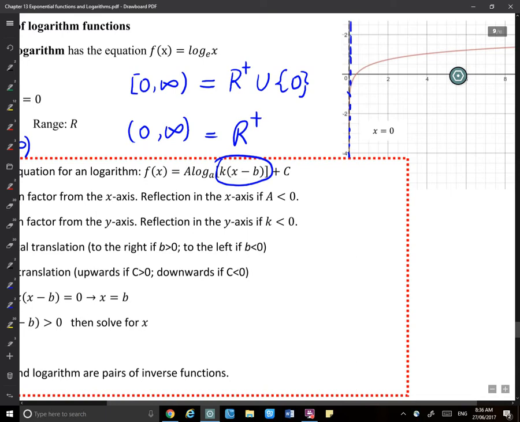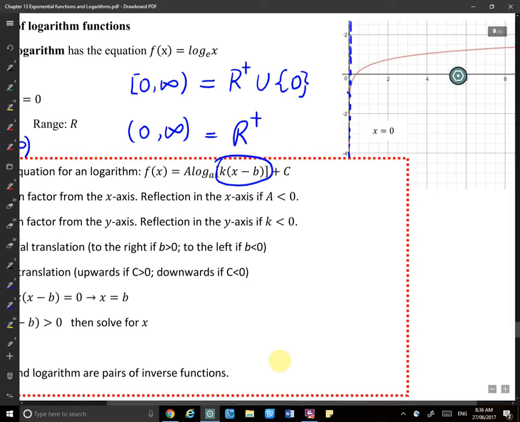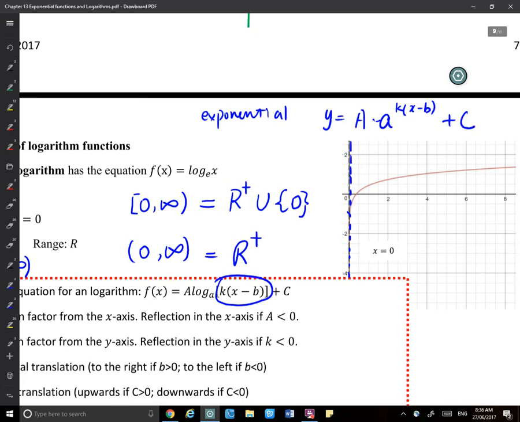So again, the general equation is capital A times log base a of bracket k bracket x minus b, plus c. When we sketch the exponential graph, we have y equals A times lowercase a to the power of k bracket x minus b, plus c. So it's pretty much the same. We use the same letters to represent different dilations.